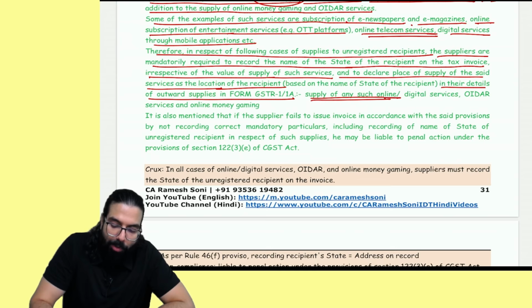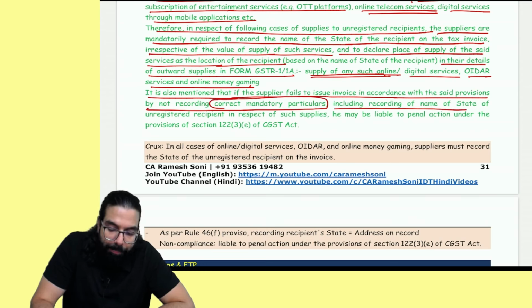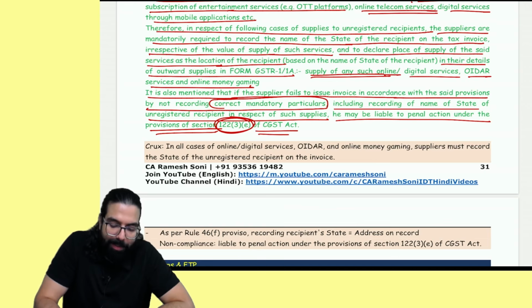Supply of such online digital services, OIDAR services, etc. It is mentioned that if a supplier fails to issue an invoice in accordance with the provision, by not mentioning the correct mandatory particulars, including recording the name of the state, he shall be liable for penal action under section 122(3)(e) of the CGST Act.